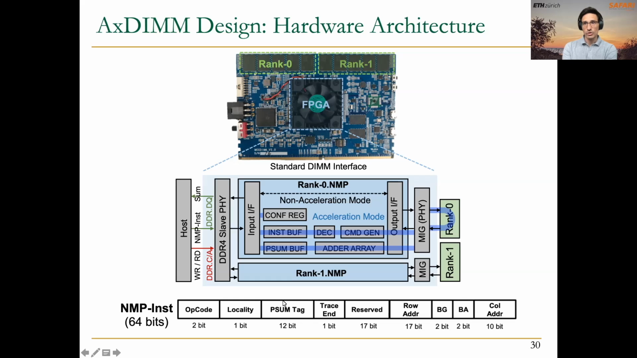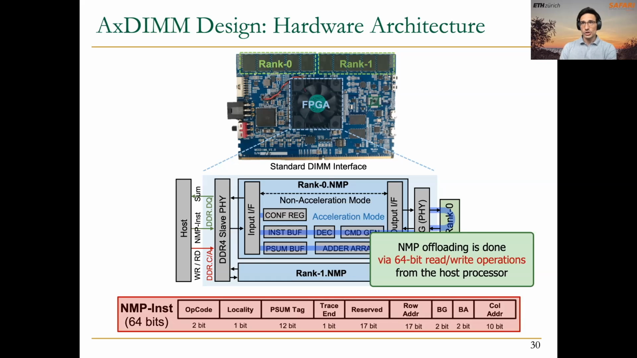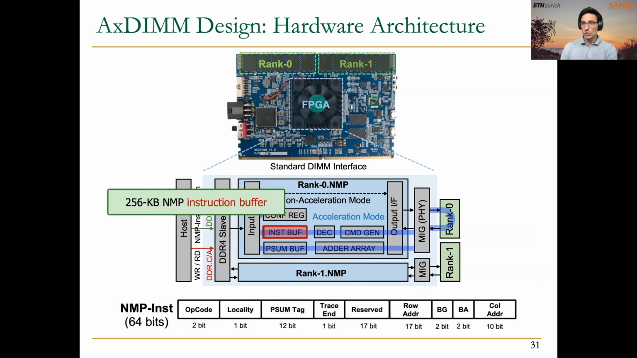This PSAM, as we are going to see now, is a buffer to store partial sums, and is composed of multiple registers that we also need to access to store partial results. As you see, the offloading is done by the host processor using 64-bit read and write operations, for example, to write the instructions in this 256 kilobyte instruction buffer, where the instructions that are going to be executed by the near memory processing unit are stored.